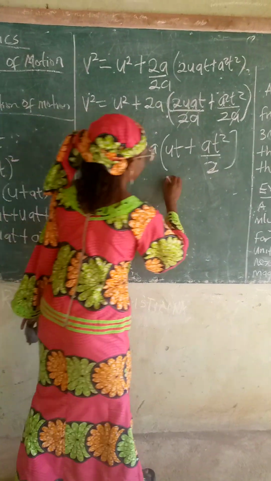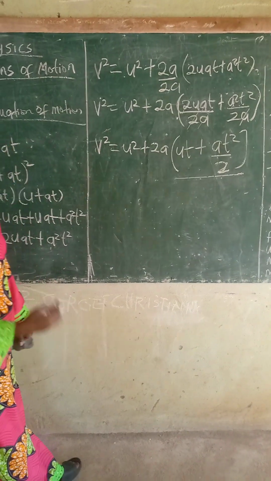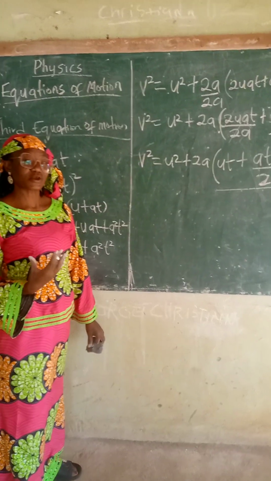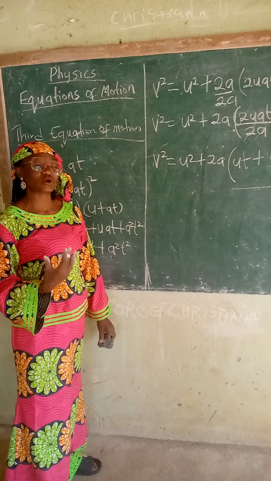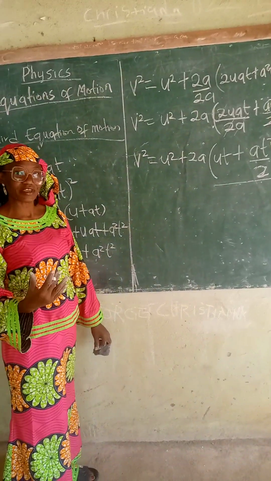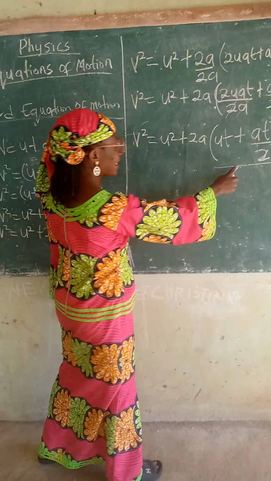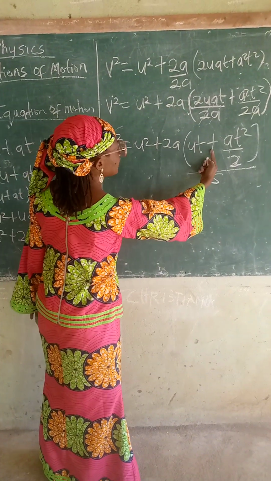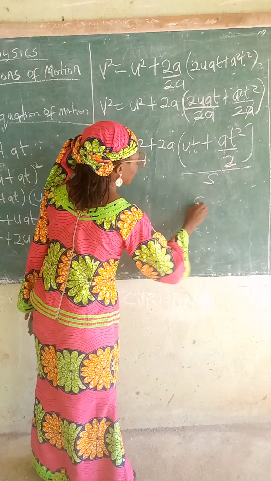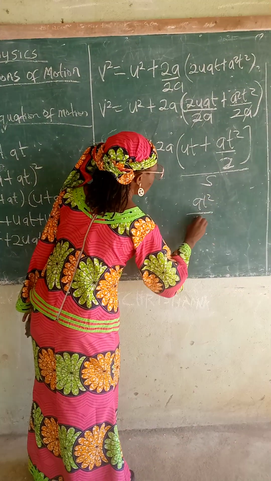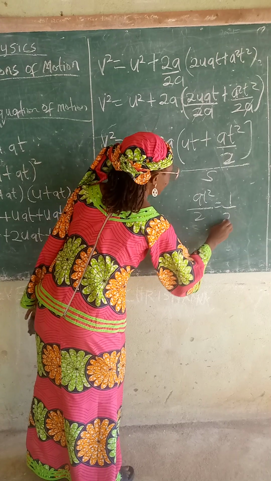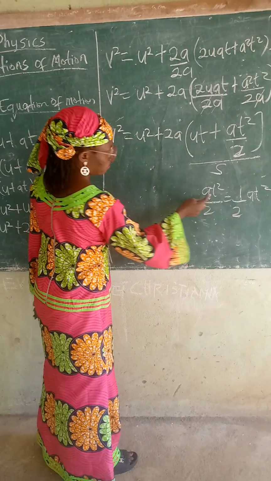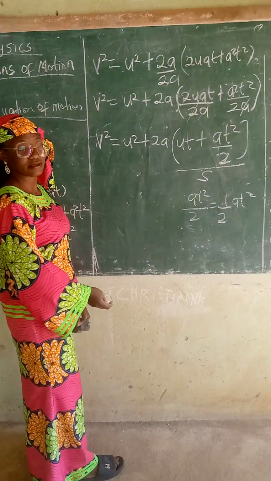What does this look like? You still remember our second equation of motion we just derived? The second equation is simply S is equal to UT plus half AT squared. So we are going to replace this with S, since S is equal to UT plus half AT squared. I hope you know that AT squared all over 2 is the same thing as half AT squared.